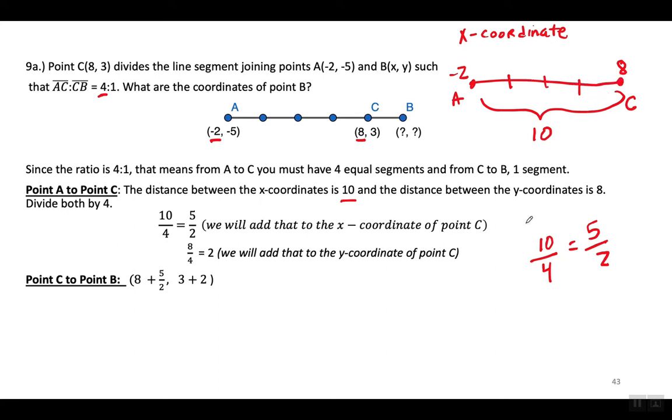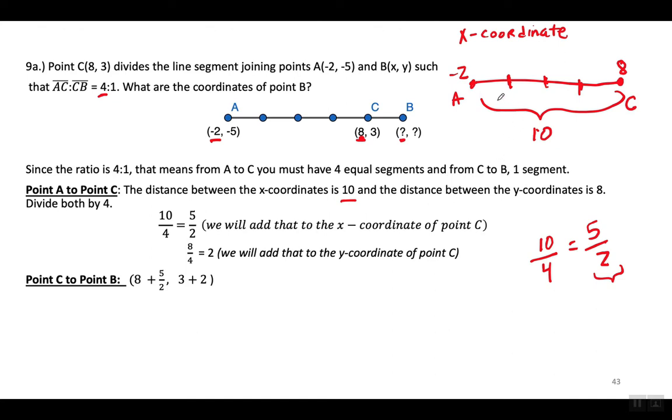Again, the distance from A to C is 10, and if I divide it into 4 segments, that's 10 over 4, which when I simplify that is 5 over 2. And the answer is going to be in fractions, so leave it as a fraction. However, I don't need to get the coordinates of any of these little segments. Once I know that each segment is 5 over 2 units long, I could just add 5 over 2 to whatever this coordinate is to get the x coordinate of B.